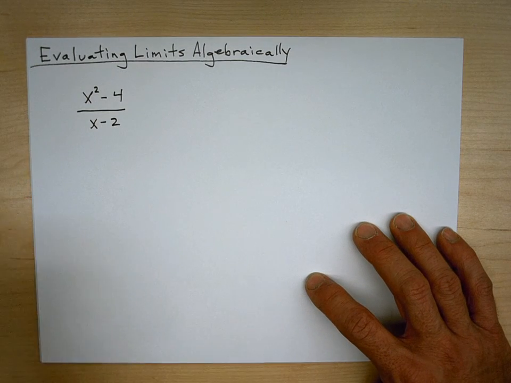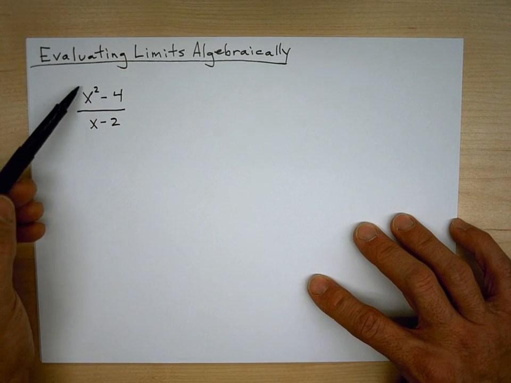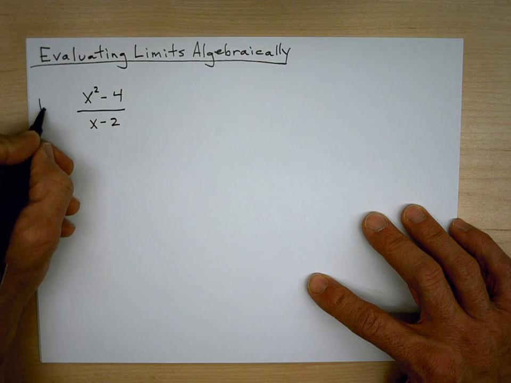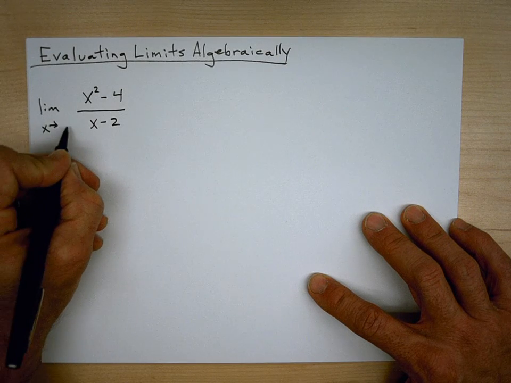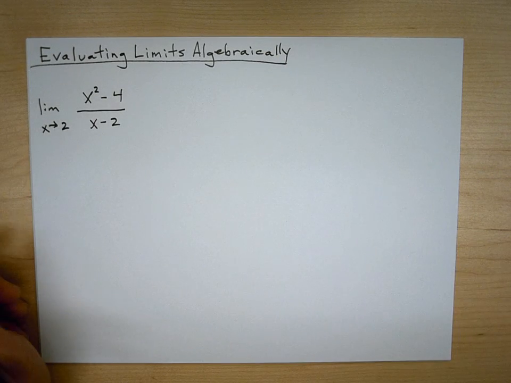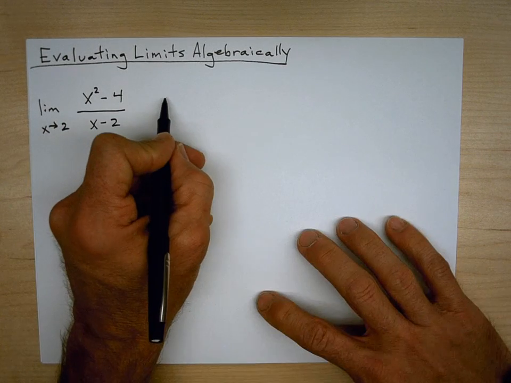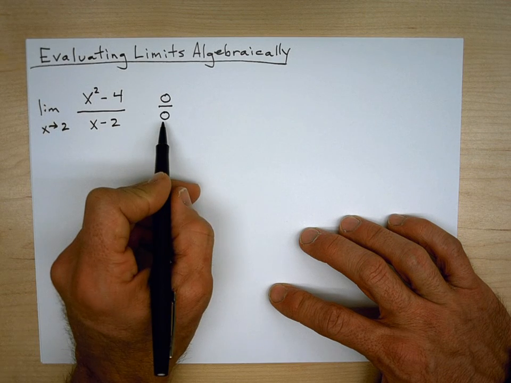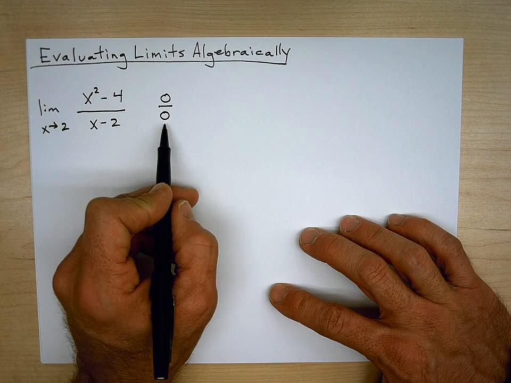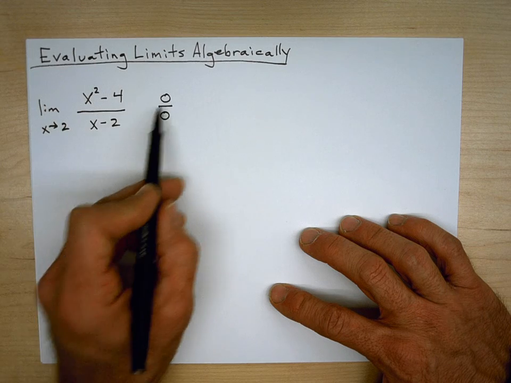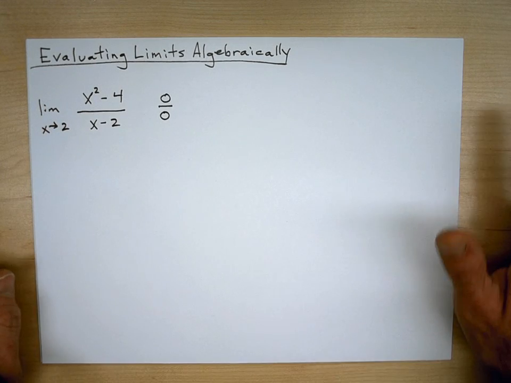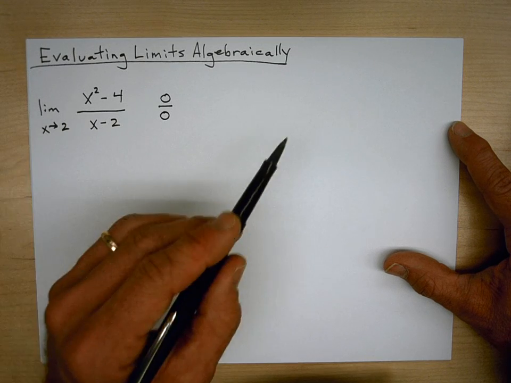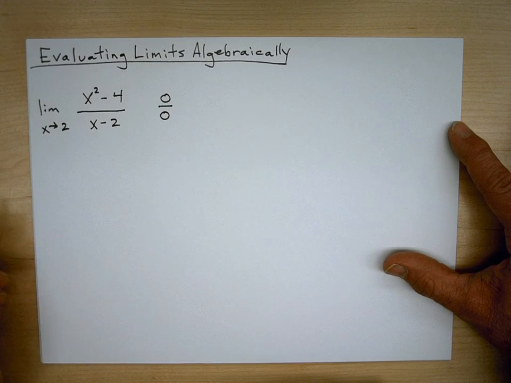So we've seen how we can investigate what's going on with this function. Let's say we want to take the limit as x approaches 2. Clearly, if we just put 2 in, we get 0 over 0, which is undefined, but it's a special case of undefined. The numerator goes to 0 and the denominator goes to 0. So the ratio of those might actually converge to a number.